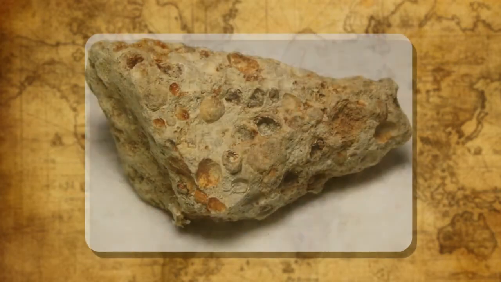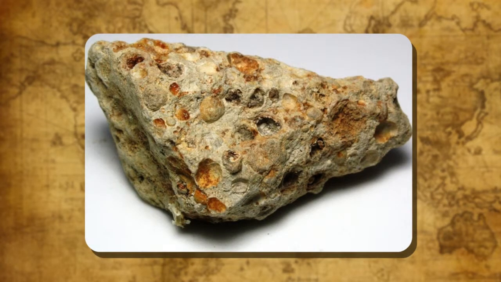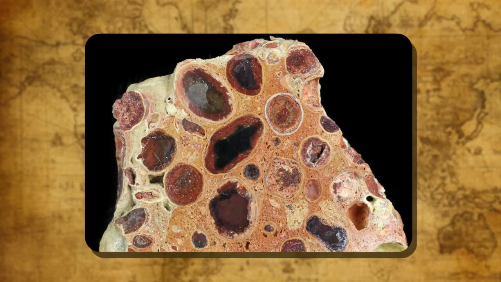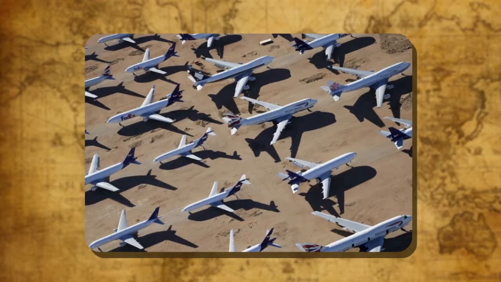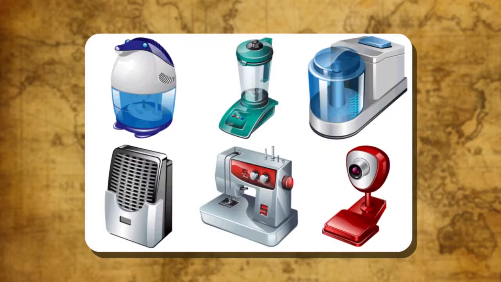Bauxite. We get aluminium from bauxite ore. It is very useful as it is light, strong, and a good conductor of electricity. It is an important raw material to manufacture aircrafts, utensils, electric appliances, etc.